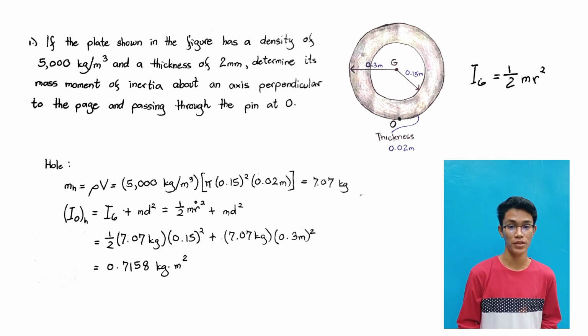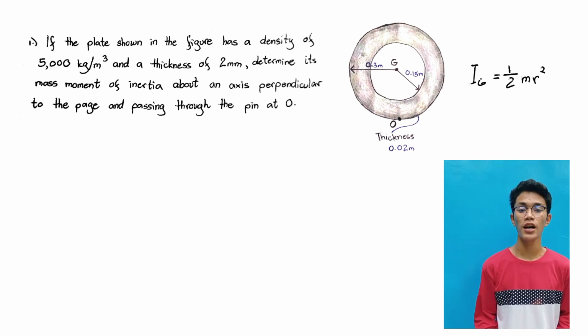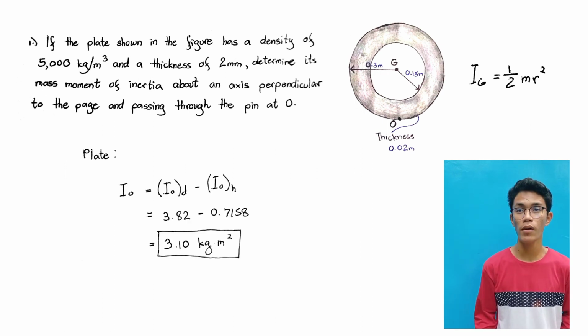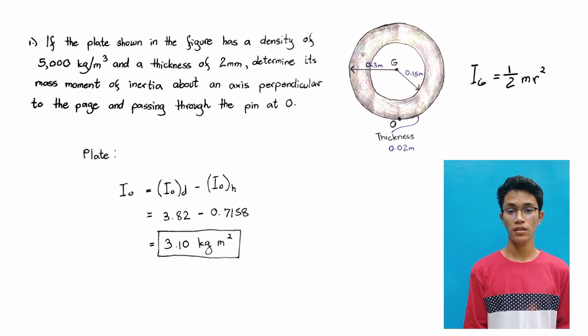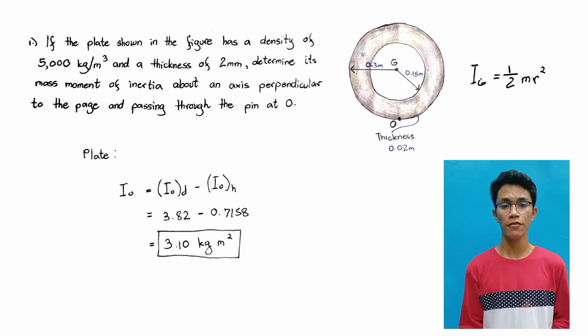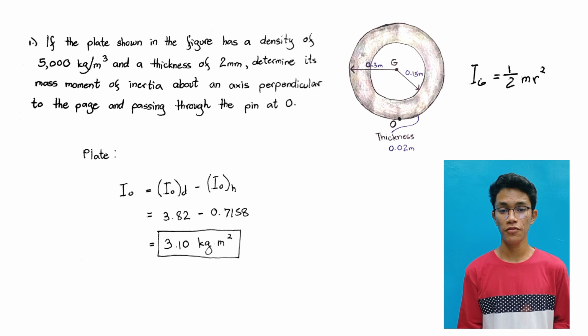The mass moment of inertia for the smaller disc is equal to 0.7158 kilogram meter squared. To finally get the mass moment of inertia for the plate, we are going to subtract the mass moment of inertia of our smaller disc from the bigger disc, which is 3.82 minus 0.7158. We will have 3.10 kilogram meter squared as the final answer. And that's all for this video, and thank you for watching.